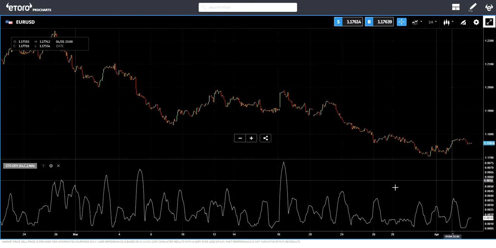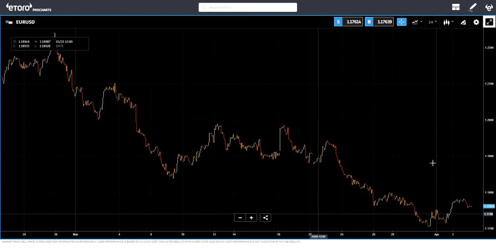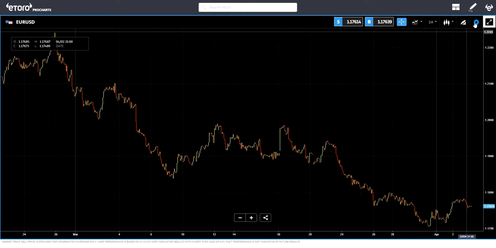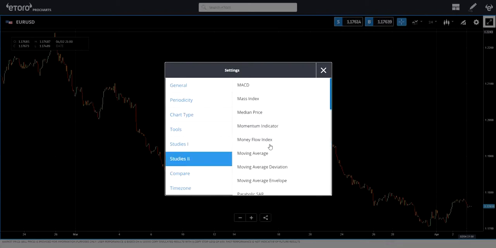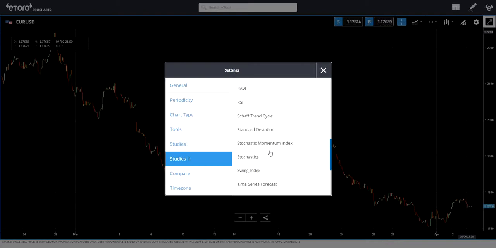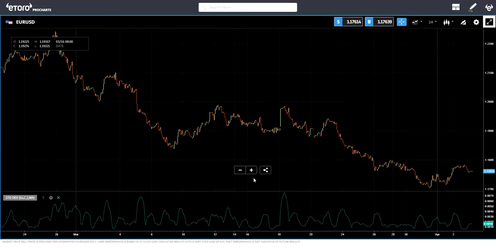The indicator can be added. Let me delete it. Depending on your application, your charts, you can go to the settings, depending on what platform you use. Here on eToro, we go to study tools, then we go to the standard deviation. The period, I'm going to leave it at 14, and the standard deviation number at 2. You can choose a color, but it doesn't matter anyway. Then you press create. Okay.